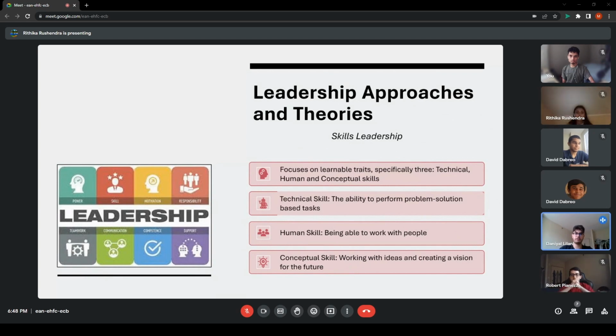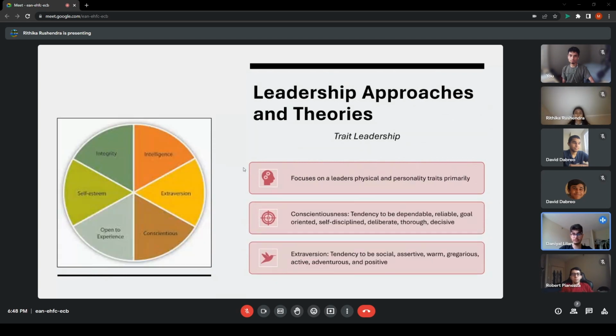Trait leadership, on the other hand, focuses primarily on a leader's personality traits and actually physical traits as well. The two primary traits that are focused on in trait leadership are conscientiousness, which is the tendency to be dependable, reliable, goal-oriented, self-disciplined, deliberate, thorough, and decisive, as well as extroversion, which is the tendency to be social, assertive, warm, gregarious, active, adventurous, and positive.